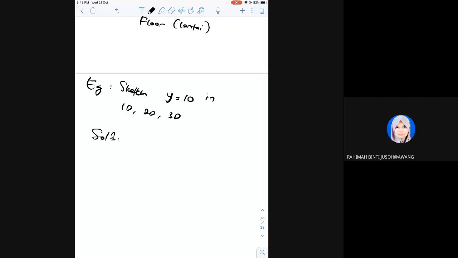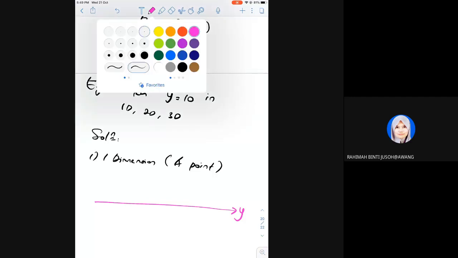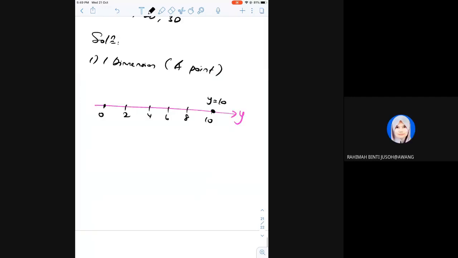Okay guys, number 1, in 1 dimension, Y equals to 10 is representing a point. Kenapa a point? Kalau hanya ada satu paksi je lah, paksi Y kan. So Y equals to 10, let's say here 0, 2, 4, 6, 8, let's say 10. So here Y equals to 10.